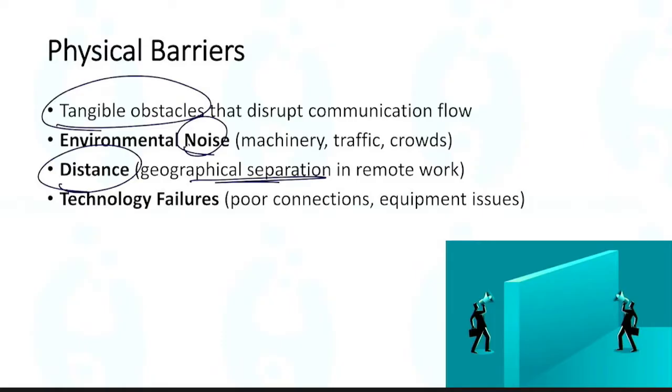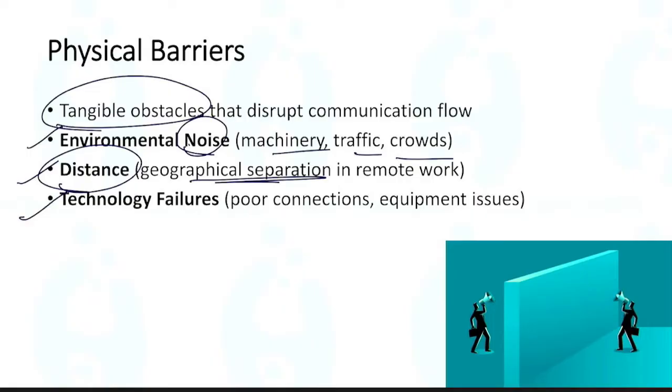And environmental noise, for example, in factories, in traffic, or machinery or crowds, it is difficult for us to communicate, right? So that becomes an important one. Next and the last one is technology failures. For example, I'm taking class now. If my mic doesn't work, it becomes a barrier, right? This physical object, that is a mic, which is not working, becomes a physical barrier.